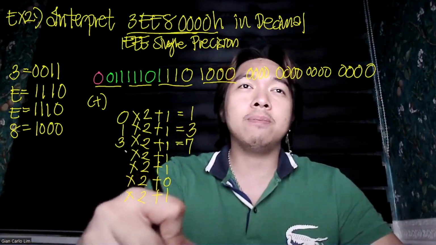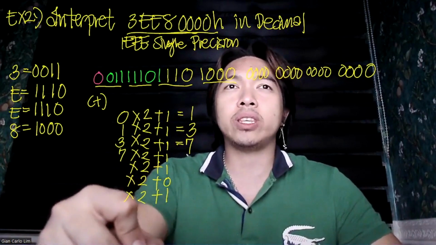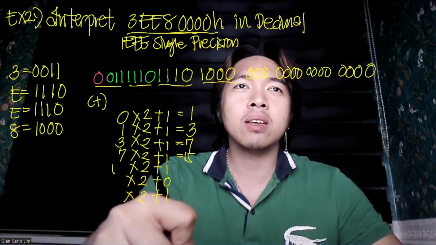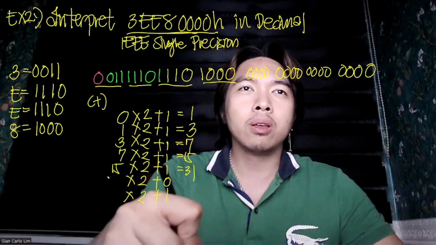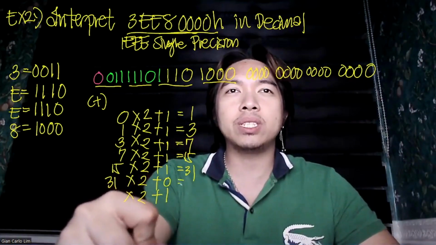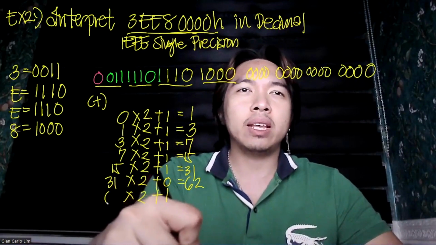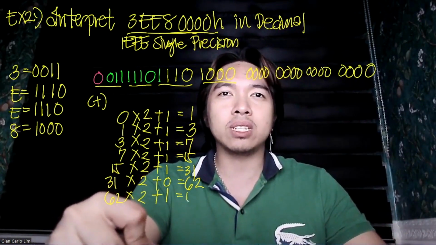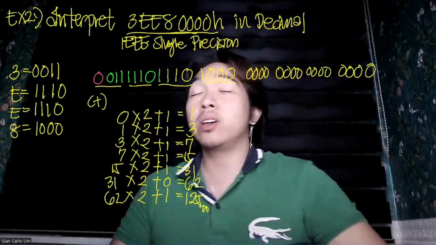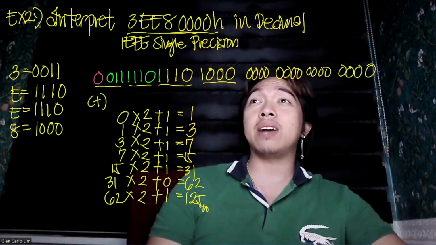So that is 7. 7 times 2, so that is 14 plus 1. So that is 15. 15 times 2 is 30 plus 1. So that is 31. 31 times 2 is 62 plus 0. So it's still 62. And then 62 times 2, so that is 124 plus 1. So that is 125. So ito na ngayon yung exponent value natin.